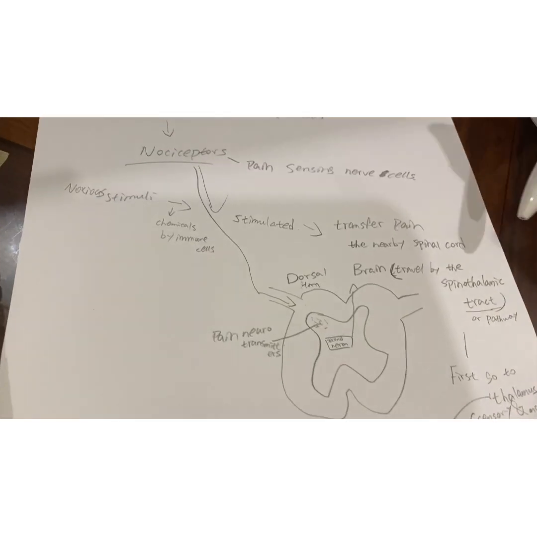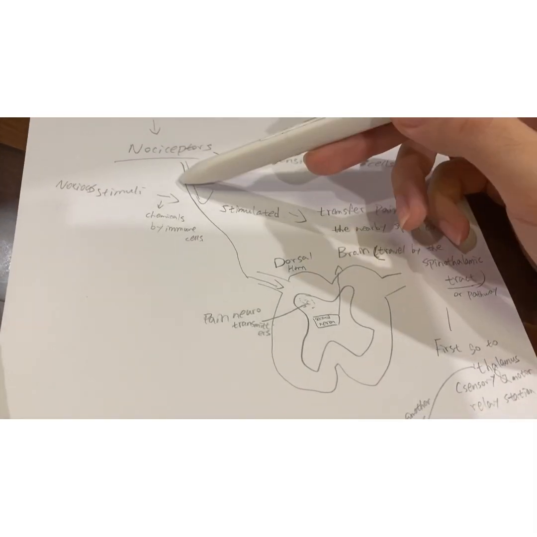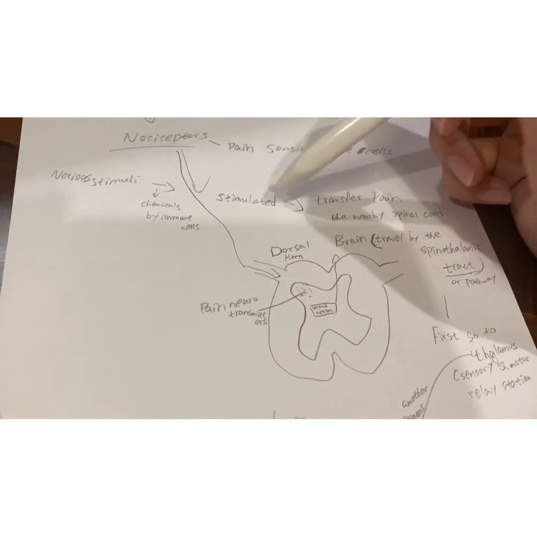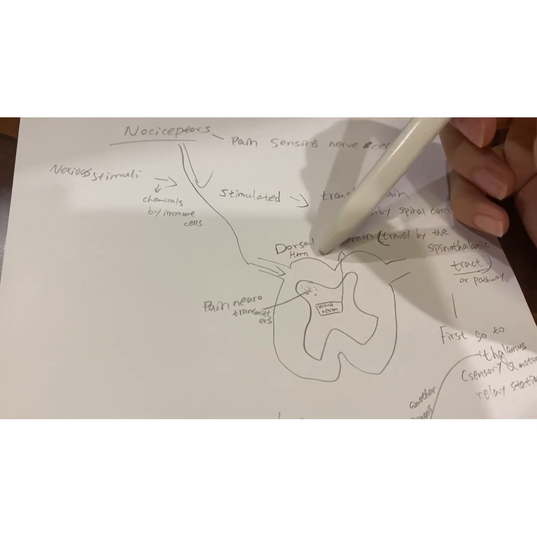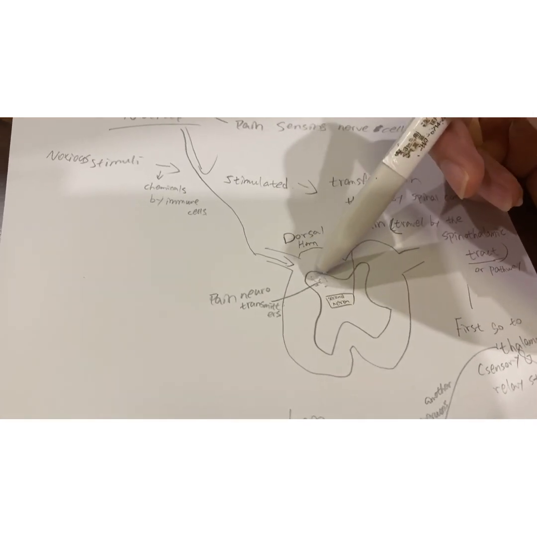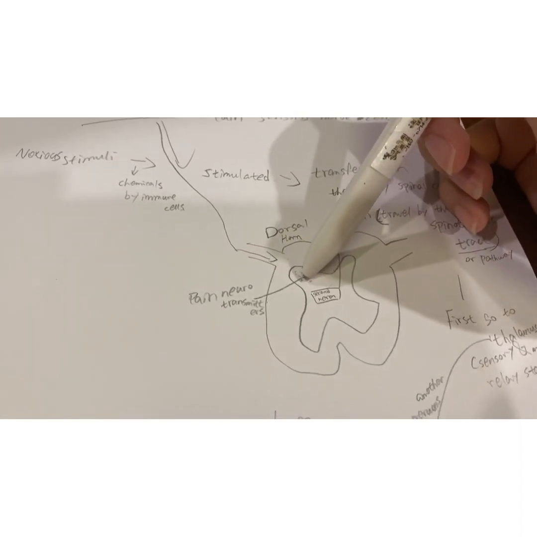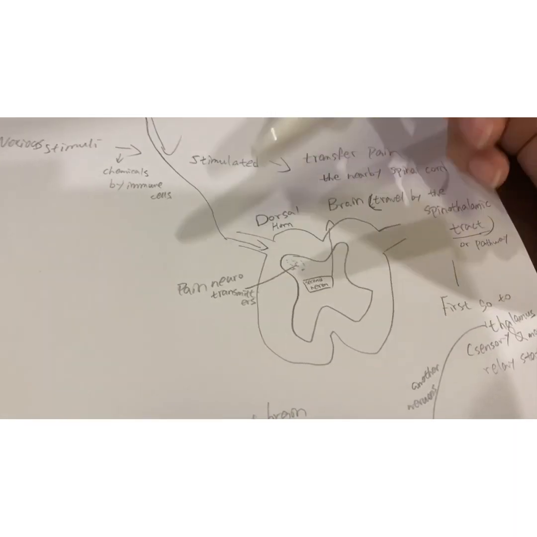If there are noxious stimuli, for example pain, the immune cells in your body will release some chemicals which stimulate the nociceptors, and after that the nociceptors transfer the pain to the nearby spinal cord. And here's my drawing again. After the nociceptors are stimulated, they go into the spinal cord through the dorsal horn, which is at the backside of the spinal cord, and they release neurotransmitters called pain neurotransmitters.